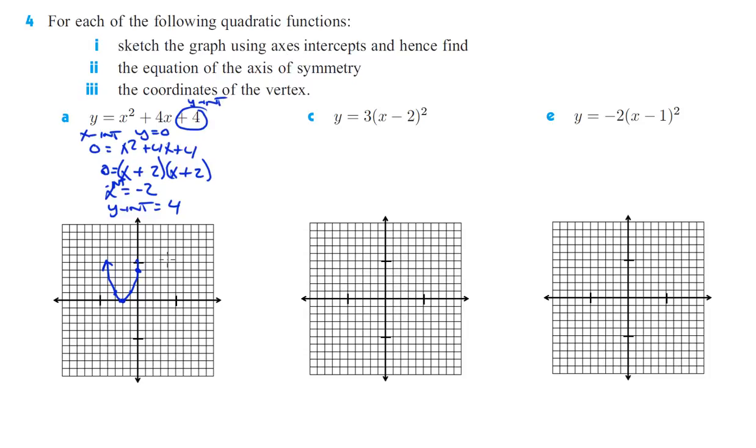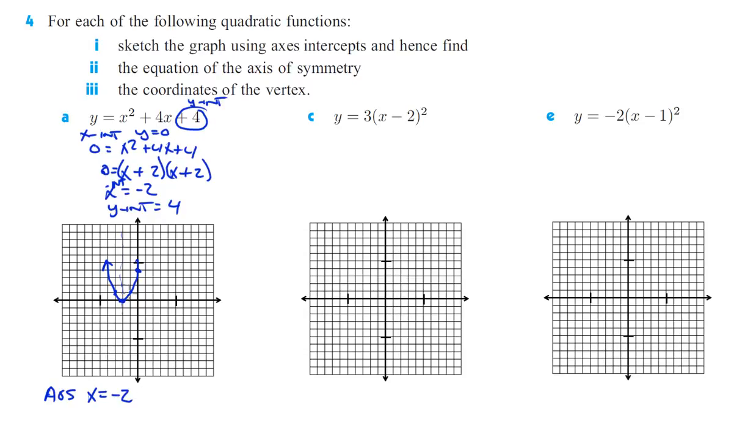Find the equation of the axis of symmetry. So that's going to be right down the middle here. And this line here, the axis of symmetry, AOS, is x equals, especially since they say the equation, you've got to have x equals. Don't just put -2, but it's got to be x equals -2 is the axis of symmetry.